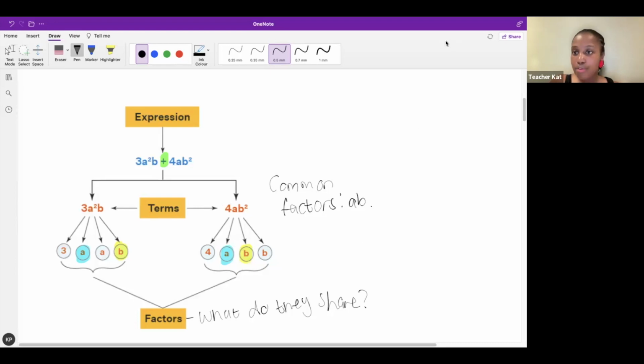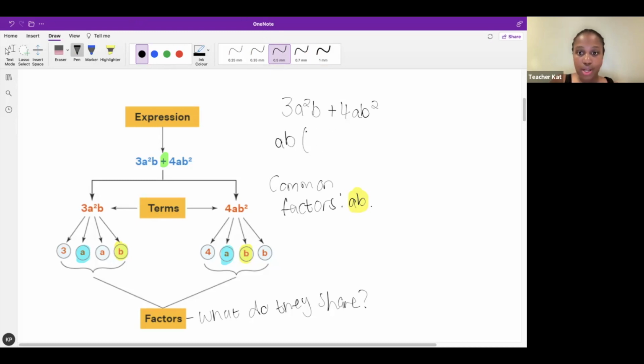Okay, now if we take out these common factors, which is what we're doing today, you identify your common factors first, and then you remove them. So I have 3a squared b plus 4ab squared, and I've identified my common factors as 1a and 1b. So what you are going to do is remove it or take it out. Okay, you're doing the opposite of the distribution law. So I'm going to take the AB out. Now, what is left over?